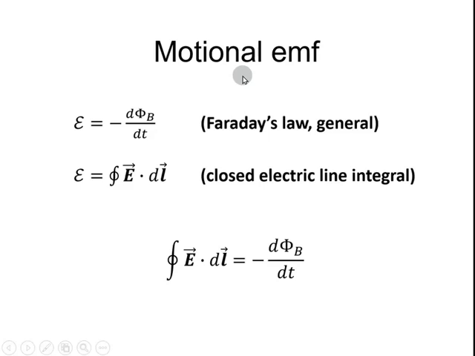Okay, so let's summarize what we've done. The motional EMF has taken us to a point where we can equate Faraday's law, the basic Faraday's law or the general Faraday's law, to the closed electric line integral. If you remember, cast your mind to where we spoke about the line integral. It was about the magnetic field in the case of Ampere's law. So it was the closed magnetic line integral. Now we have a closed electric line integral, and that one will give us induced EMF.